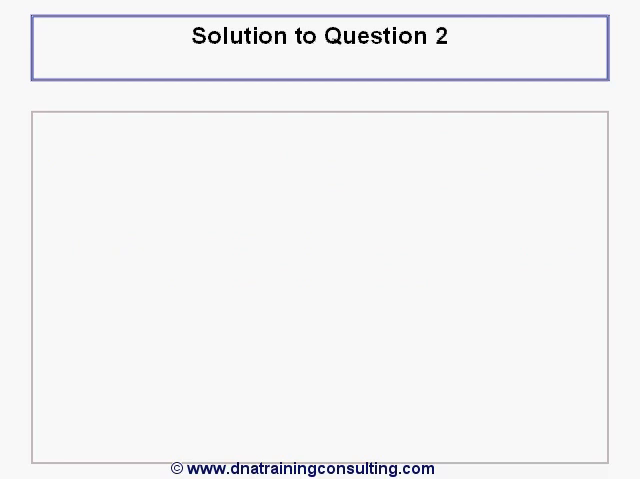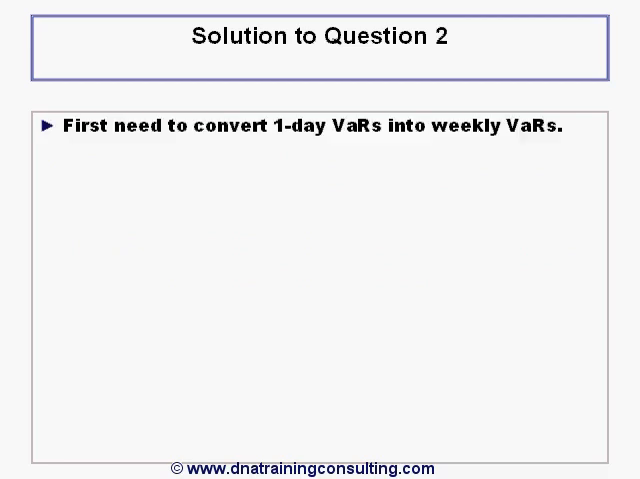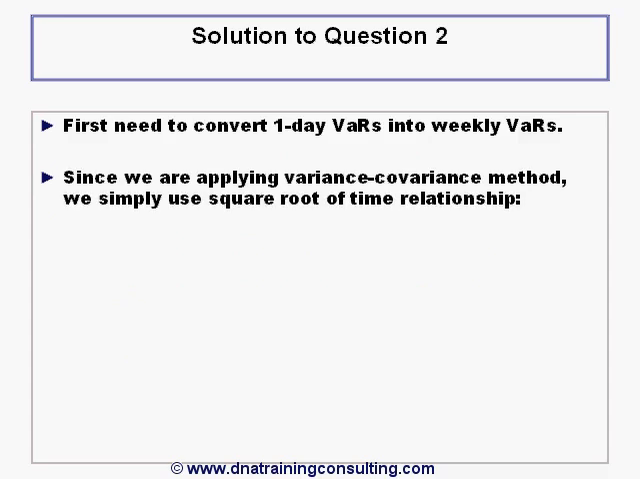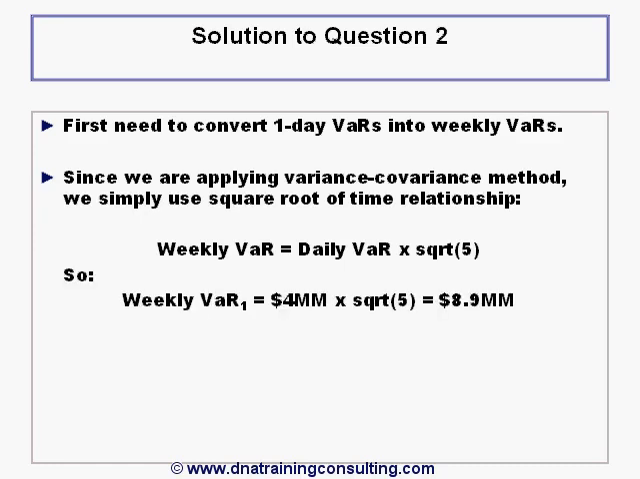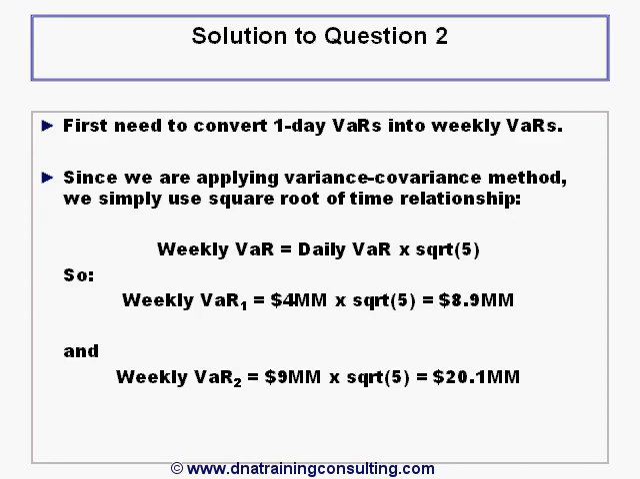Solution to question 2. First, we need to convert the one-day VARs into weekly VARs. Since we are applying the variance-covariance method, we simply use the square root of time relationship, whereby weekly VAR equals daily VAR times the square root of 5. So the weekly VAR 1 is 4 million times the square root of 5, which comes to $8.9 million, and weekly VAR 2 is 9 million times the square root of 5, which comes to 20.1 million.